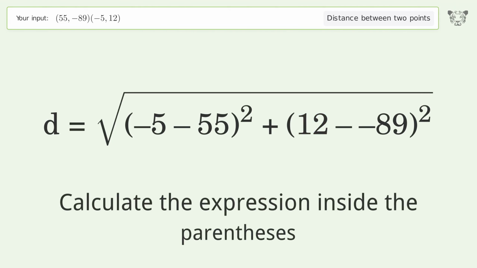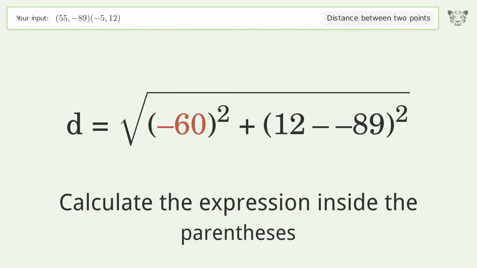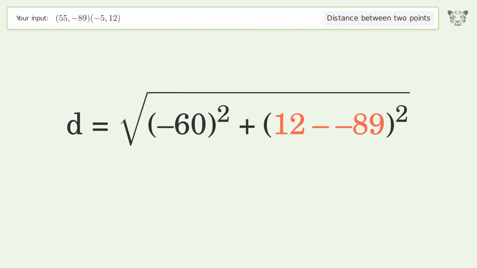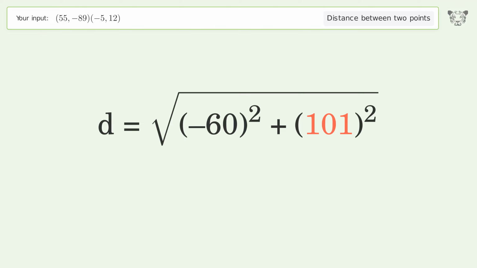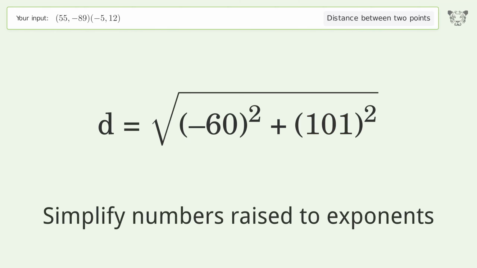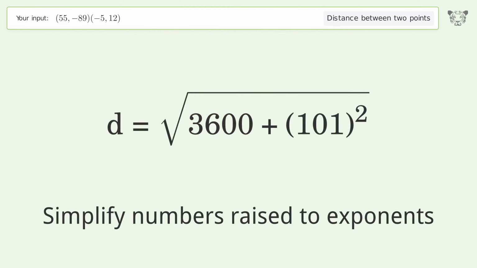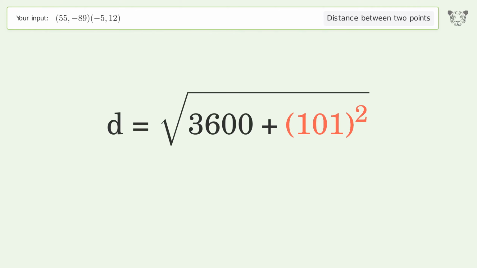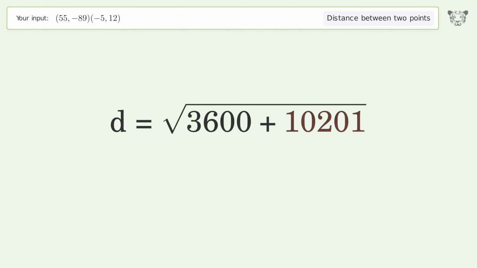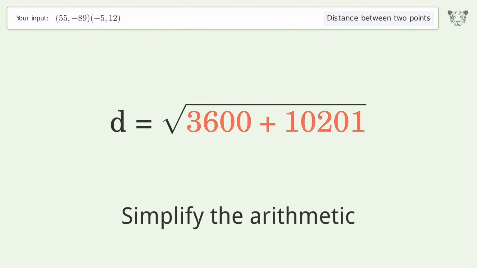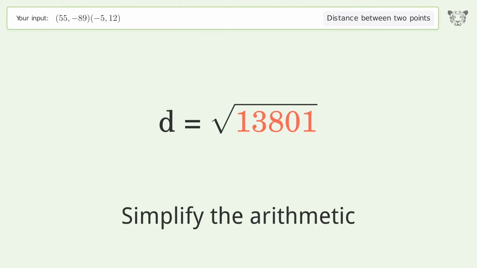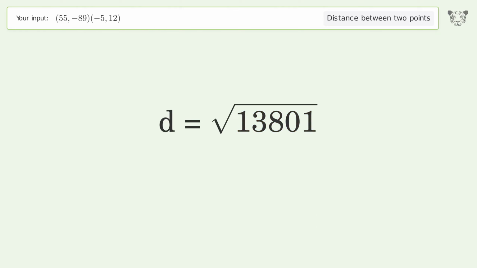Calculate the expression inside the parentheses. Simplify numbers raised to exponents. Simplify the arithmetic. And so the distance between the 2 points is the square root of 13,801, or 117.478.